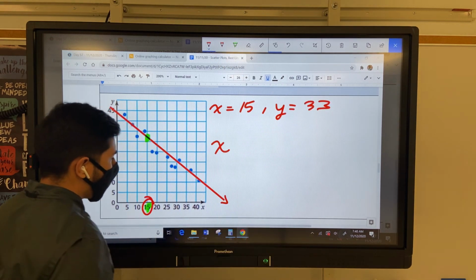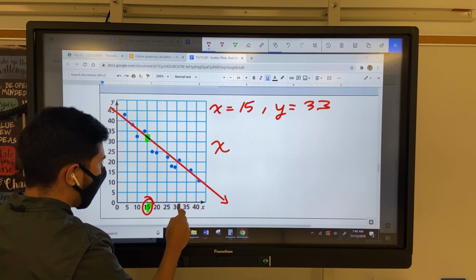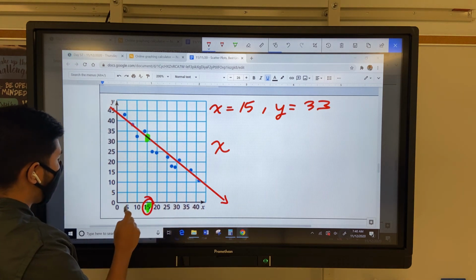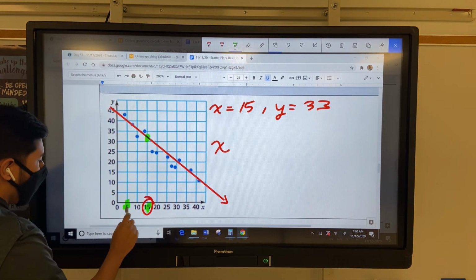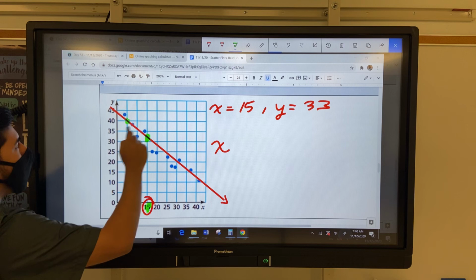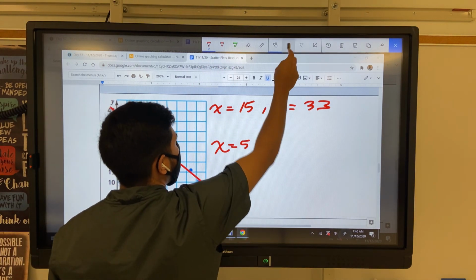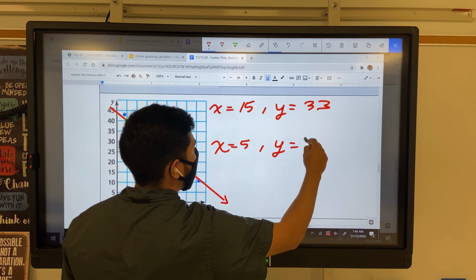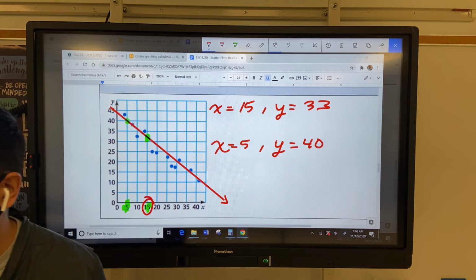When x is, this is 40, so let's do something where there's no numbers. Okay, let's do 5. Looks like it's 40. When x is 5, y is 40. And so on. So we're just predicting values.